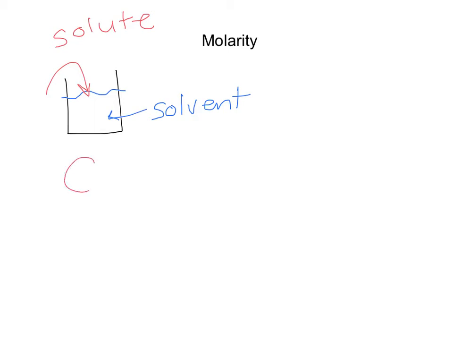Small molarities, like 0.1 molar, means that there's not a lot of solute in your solvent. Big molarities, like 6 molar, mean that there is a lot of solute dissolved in your solvent.